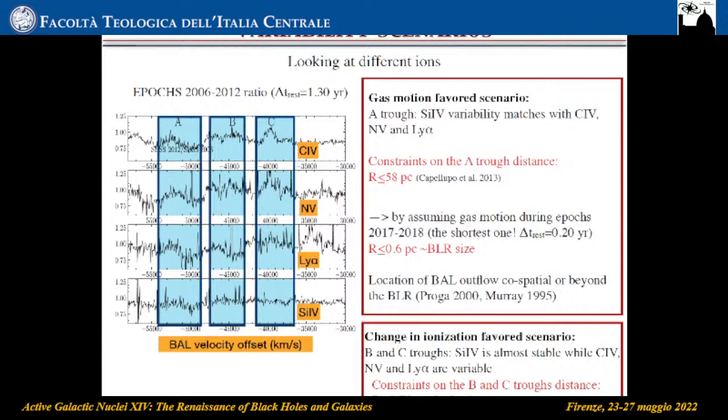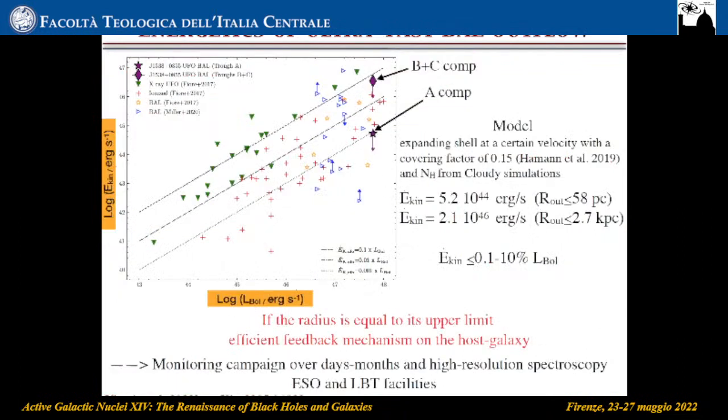And instead, for the B and C throw, we found an upper limit for the radius of 2.7 kiloparsec. So we have the radius. We can estimate the kinetic power of such outflows because we want to understand what is the impact on the host galaxy. So here you can see the B and C component and the A component.